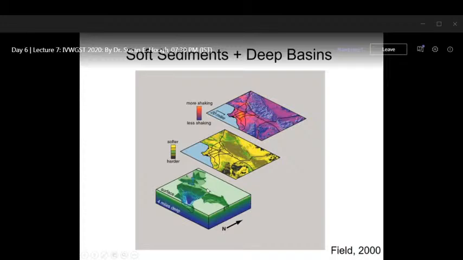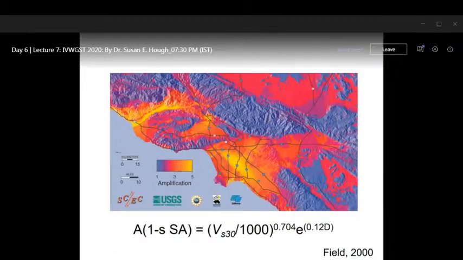So I've talked so far about the effects of having near surface materials that are softer, that have lower velocity. There's a second effect which has to do with the basin depth. So we know when you have deep basins, that also gives you a deep amplification effect. And when you put those two together, you get a map like this one. So this is the LA Basin turned on its side, which shows the amplification. So let's look at this one. This was done 20 years ago now, but it's a map showing the amplification across the Los Angeles Basin.